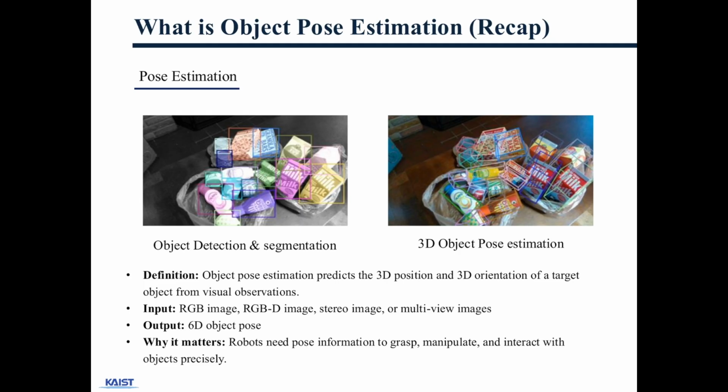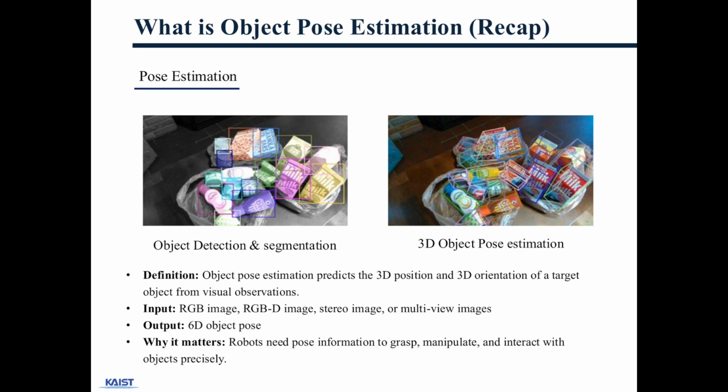To grasp and manipulate objects precisely, the robot needs to know exactly how the object is positioned and rotated in the 3D space. This is what we call 3D object pose estimation. Object pose estimation predicts the exact 3D position and 3D orientation of a target object from our visual observations.